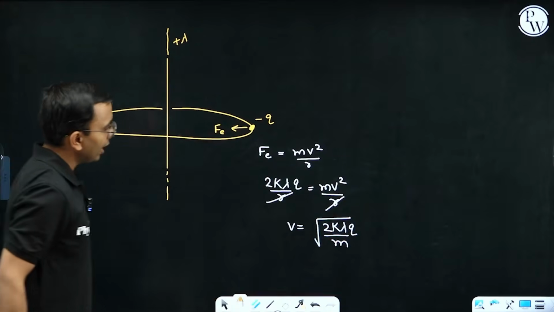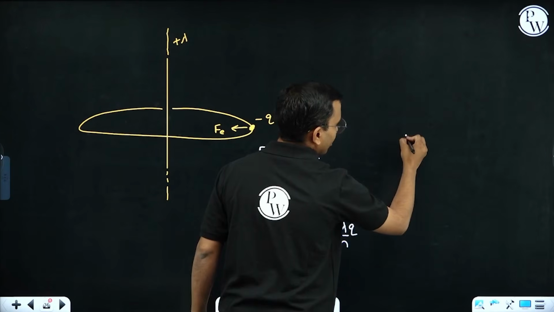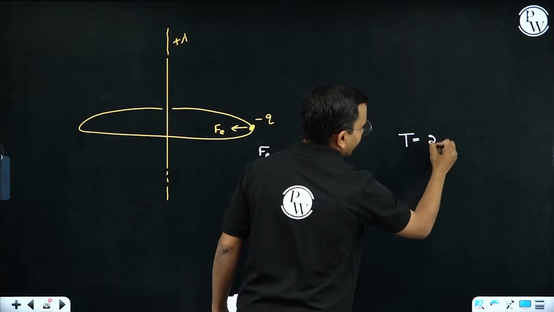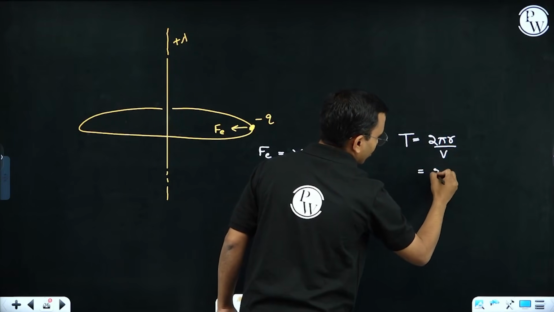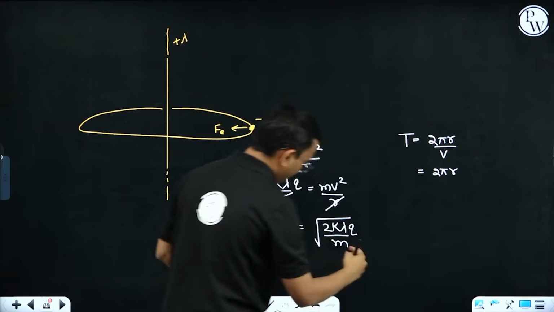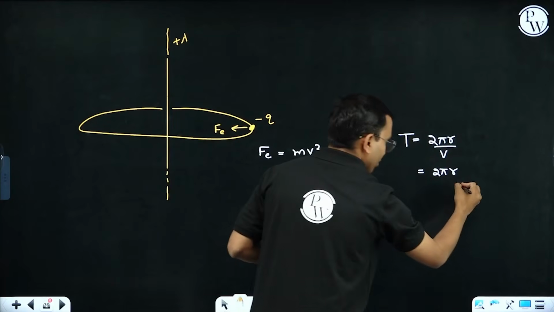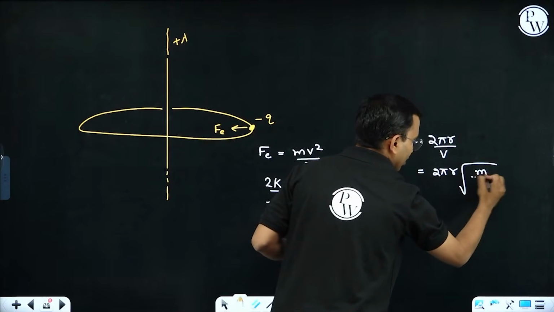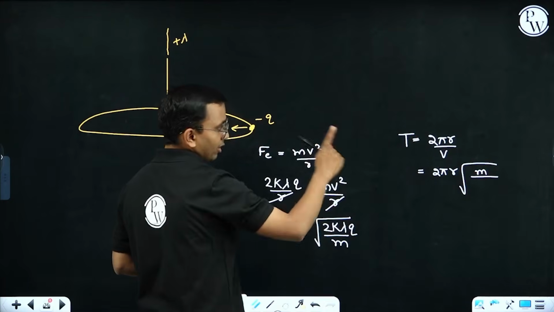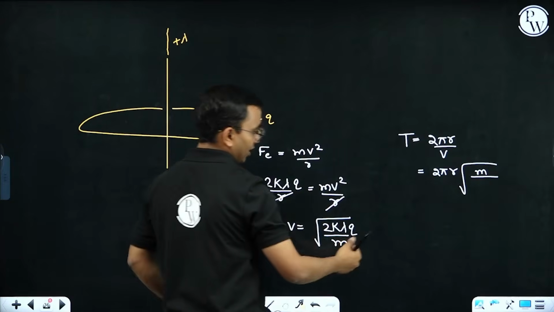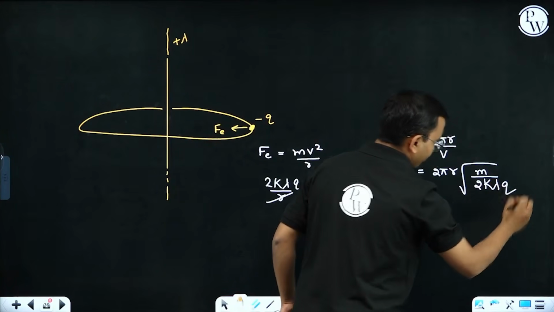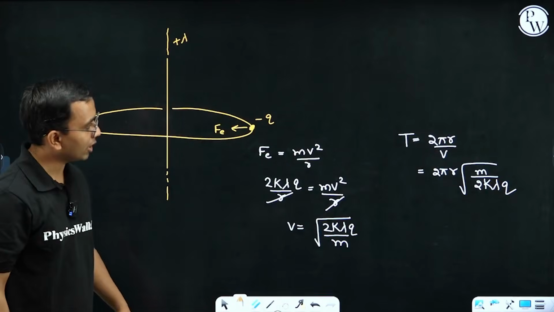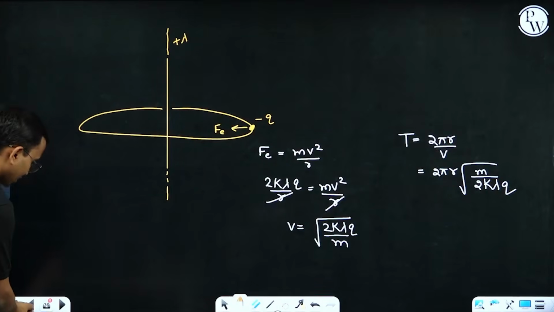This is the velocity, and if I have to write the time period, that is 2 pi r by v. Okay, so 2 pi r by v. So if I do it like this, m will go in the numerator, divided by 2k lambda q. This becomes the answer, the time period. Checking the option.